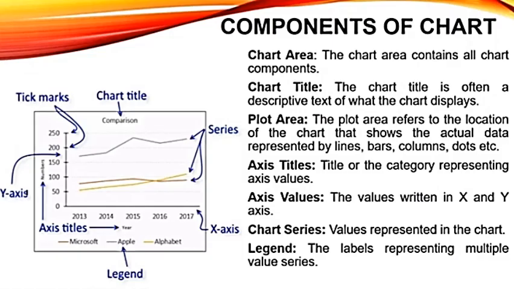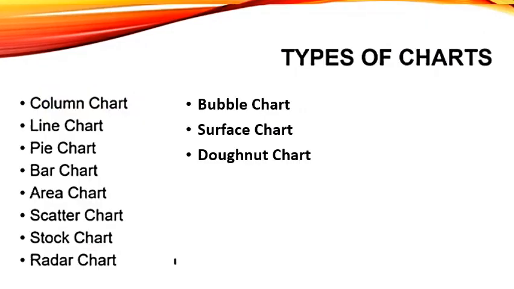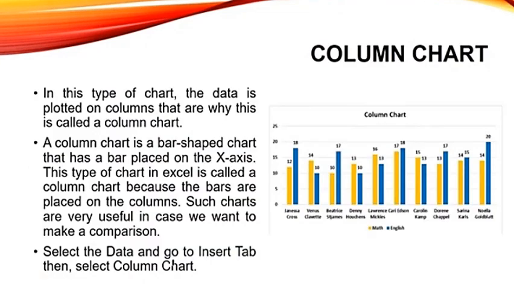Next, we move towards the types of charts. Column chart, line chart, pie chart, bar chart, area chart, scatter chart, stock chart, radar chart, bubble chart, surface chart and donut chart. Let's take a brief description of all these charts.